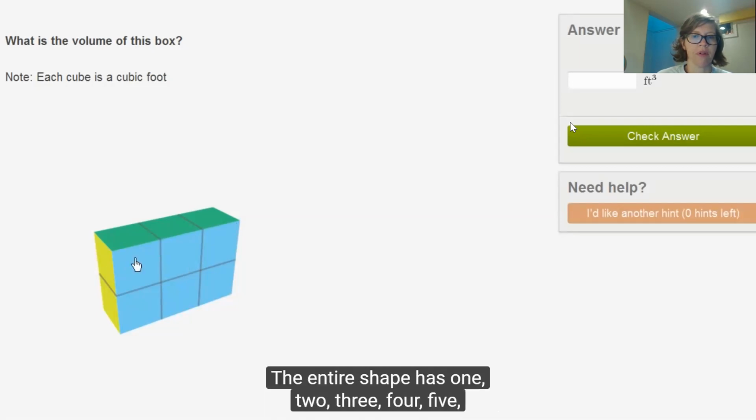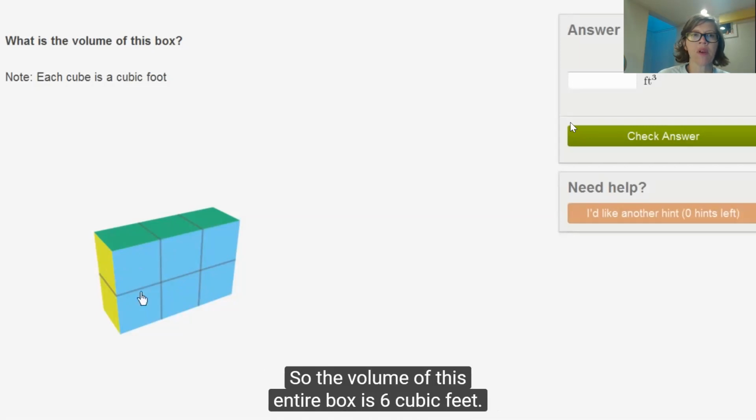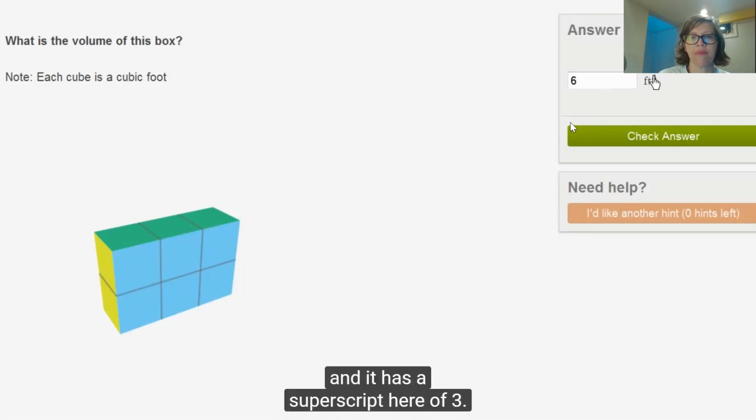The entire shape has 1, 2, 3, 4, 5, 6 cubic feet in it. So the volume of this entire box is 6 cubic feet. And you see right here the units have feet with a superscript of 3. This is feet to the 3rd power. You could use this as feet times feet times feet, or cubic feet. So this is 6 cubic feet.